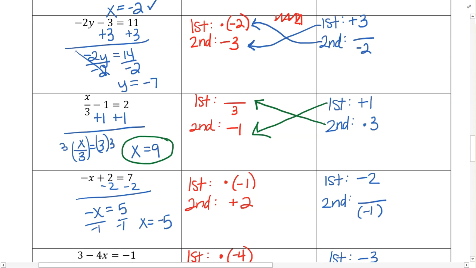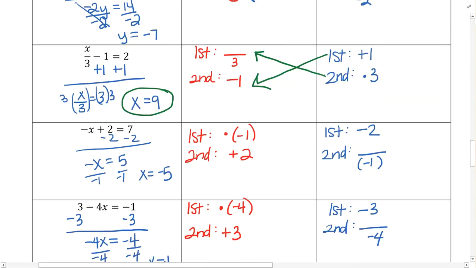Okay, the next one had a little bit of a tricky element here. This negative is like multiplying by a negative 1. And so that might be a little tricky for you guys. Then it was adding 2. So the opposite of adding 2 is subtracting 2. And then the opposite of multiplying by a negative 1 is dividing by a negative 1. So we subtract 2 from both sides, and then we divide by negative 1. So we get x equals negative 5.